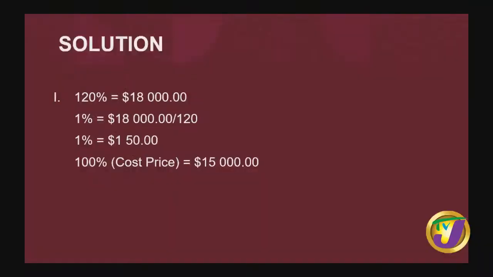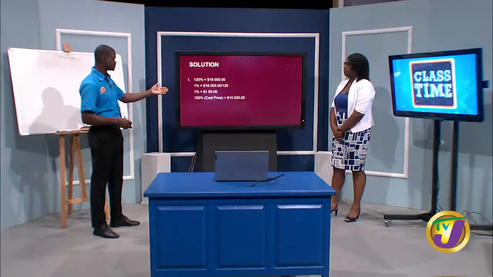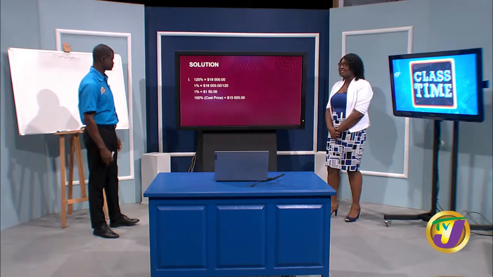So if I know that 1% is $150, I can now find my cost percentage, which is 100%. I hope you guys are following along here. If I multiply $150 by 100, it would give me my cost price, which is $15,000. I really love this strategy because we go down to the unit percentage. As long as we can find what one is equal to, then we can find what 1,000 or a million is. So our cost price is $15,000.